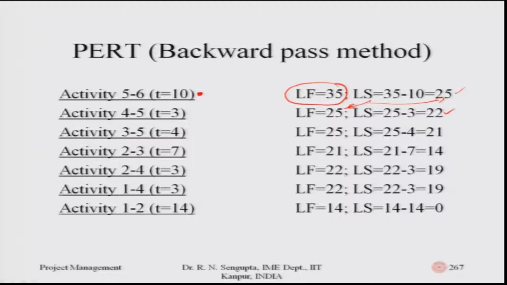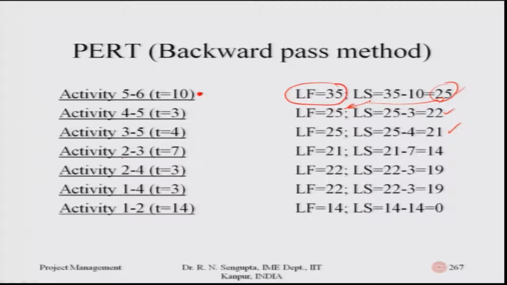So, activity 3-5 would only end based on the fact that after that 5 and 6 can start. So, let me understand what the late finish for this activity 3-5 would be. It is 25, which is coming from here, and if I want to find out the late start, it will be 25 minus the number of days required for activity 3-5. So, it is 25 minus 4, which is 21.